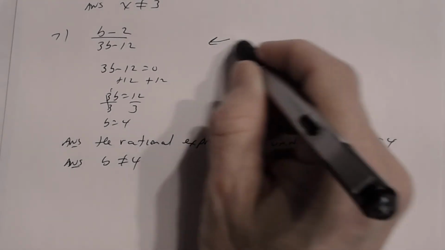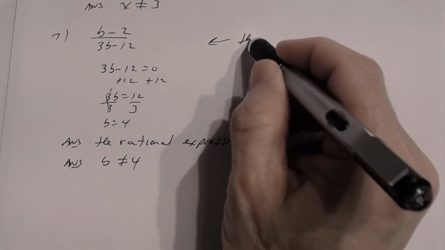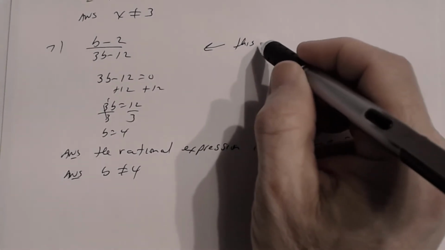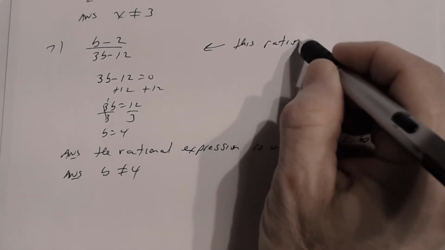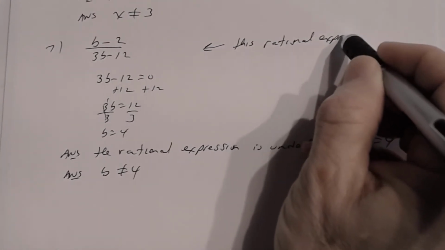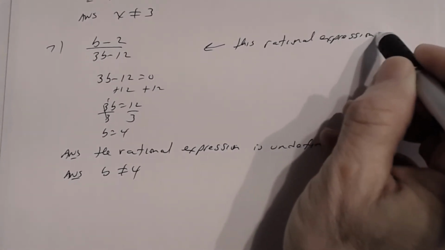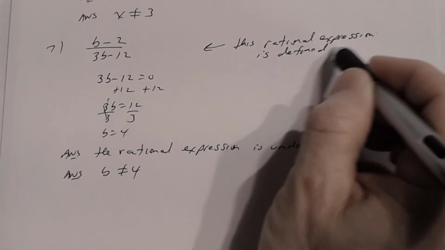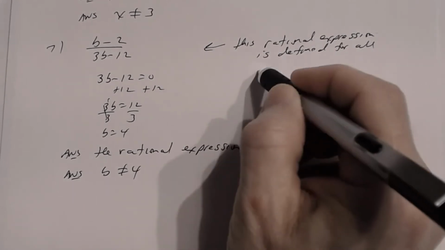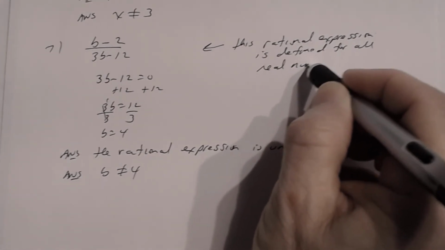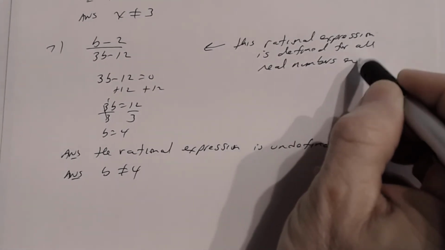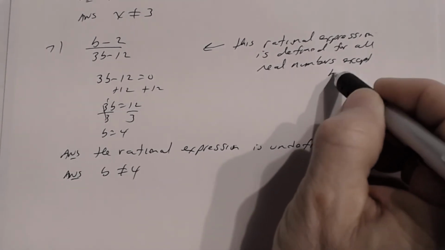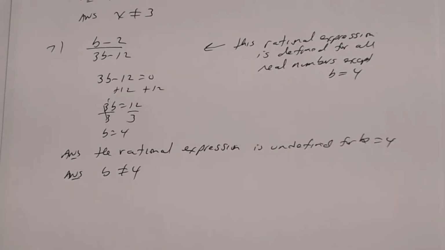So remember what that means. That means that this rational expression is defined for all real numbers except b equal 4. Okay?